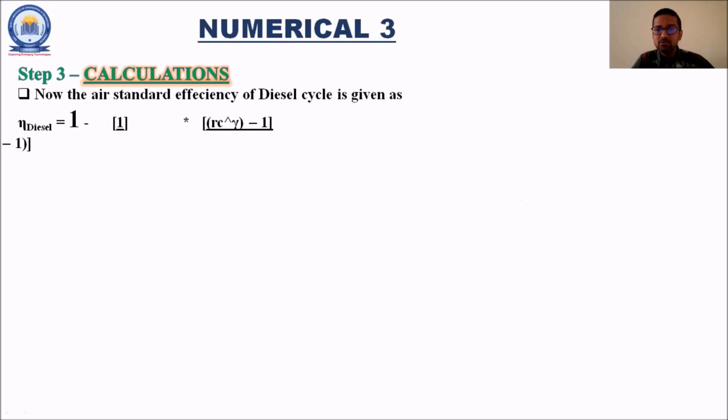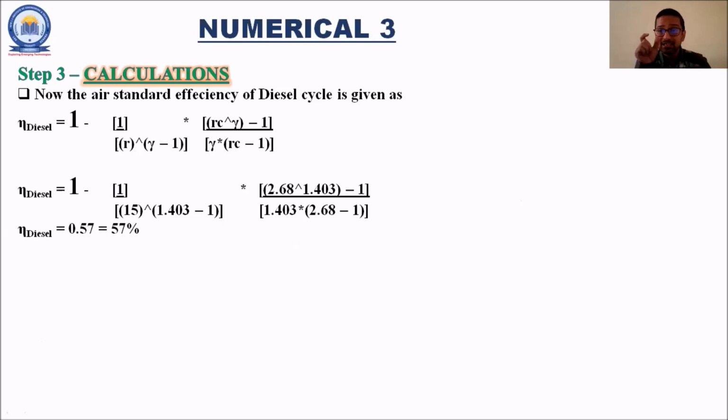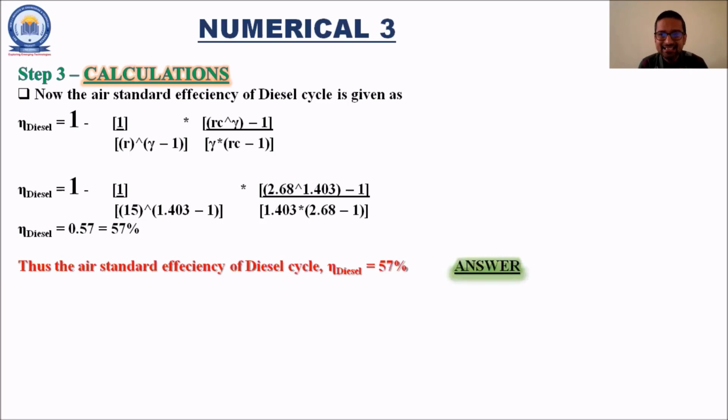So now we can use our standard equation, the bigger equation for air standard efficiency for the diesel cycle, 1 minus 1 upon r raised to gamma minus 1 into rc raised to gamma minus 1 divided by gamma into rc minus 1. Now we will be substituting these values. Remember friends, gamma, we are taking the value 1.403 which we calculated initially, and the final answer which we are getting, that is eta diesel is equal to 57%.